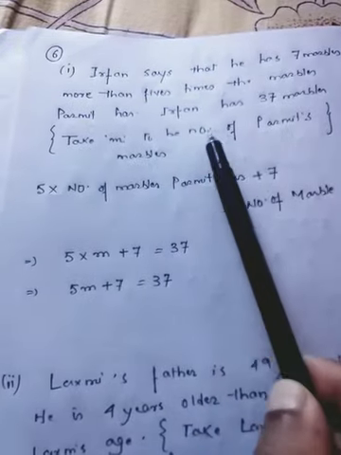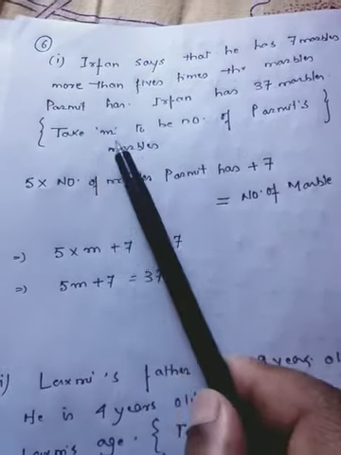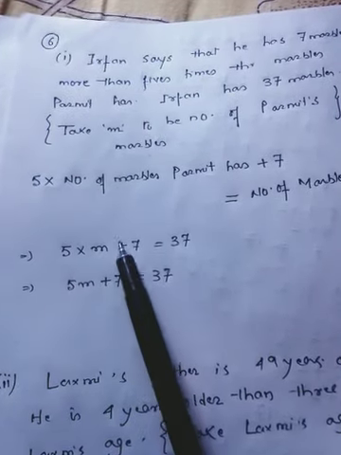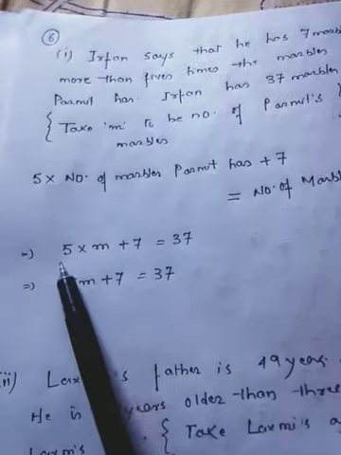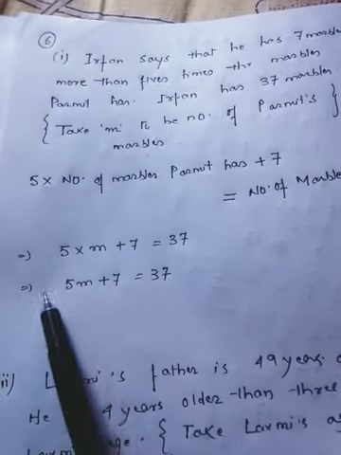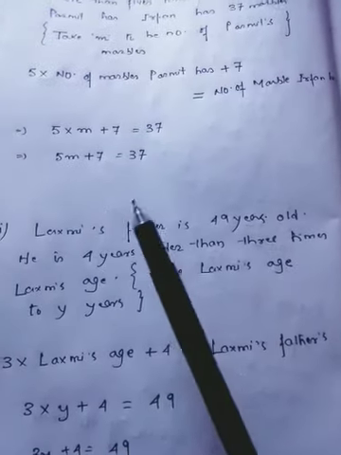So now according to the question, what is the number of marbles Parmit is carrying? That is M. So in place of this we'll put M. So 5 into M plus 7 is equal to 37. 5M plus 7 equals 37. So this is the required equation, students. Let's move on to the second one.